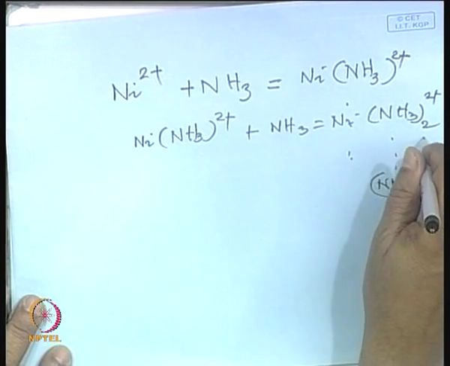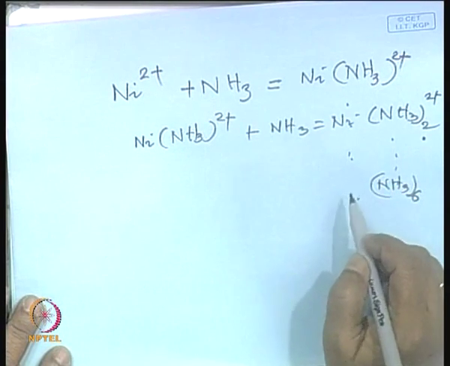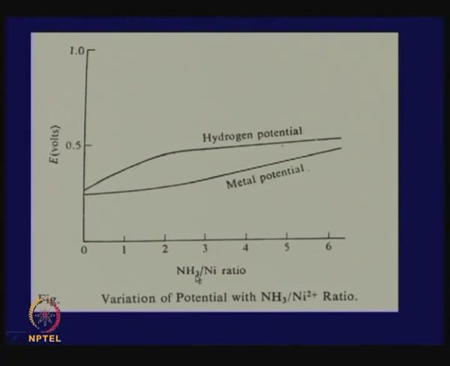So, when you form these amines, they do not precipitate as hydroxide, but then it becomes a bit difficult for reduction. These two conflicting things are represented here. As you increase the NH3 to Ni ratio, the maximum being 6, you see the metal potential line goes like this, and the hydrogen potential moves like this. This is where you have the best situation, with the maximum difference between the two, and that is where the industry operates, at about a ratio of 2.5.